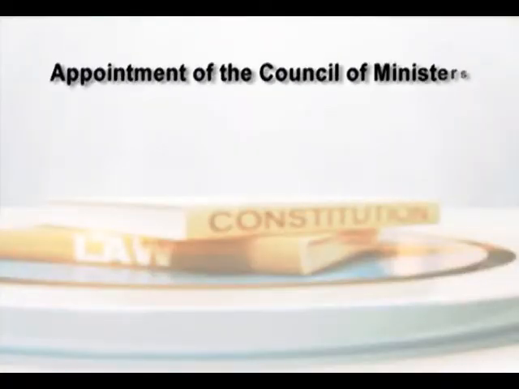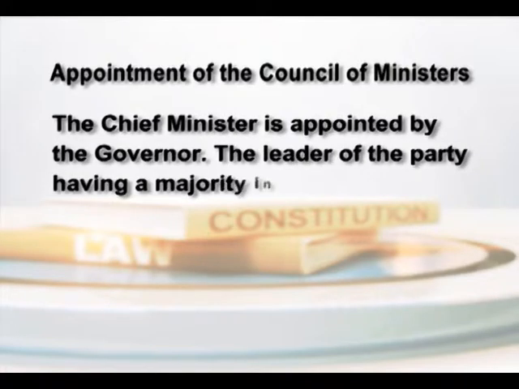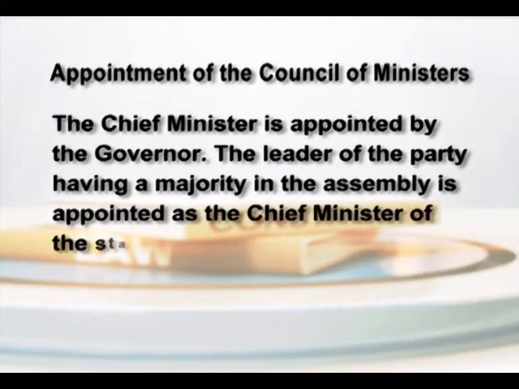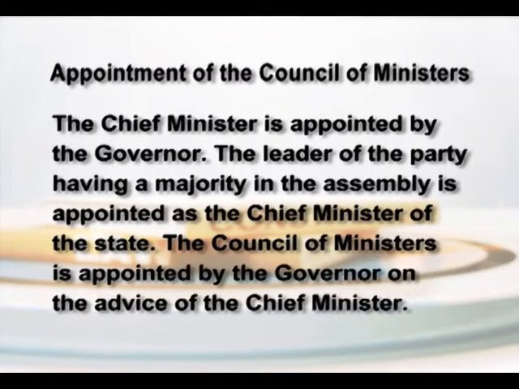Now let us see how the Council of Ministers, including the Chief Minister, are appointed in the state administration. The Chief Minister is appointed by the governor. Generally, the leader of the party having a majority in the assembly is appointed as the Chief Minister of the state. But the Council of Ministers are appointed by the governor only on the advice of the Chief Minister.